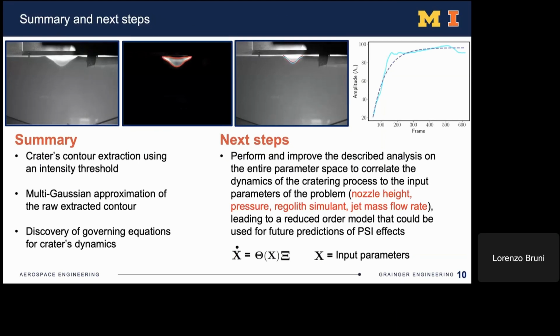So the next steps are to perform and improve the described analysis on the entire parameter space to correlate the dynamics of the cratering process to the input parameters of the problem, which are the nozzle height, the pressure, the regolith simulant, and the jet mass flow rate, leading to a reduced order model that could be used for future predictions of PSI effects. Thank you very much.